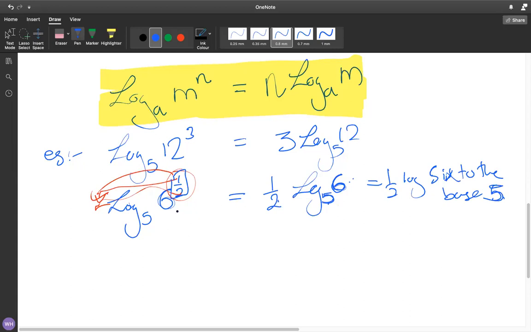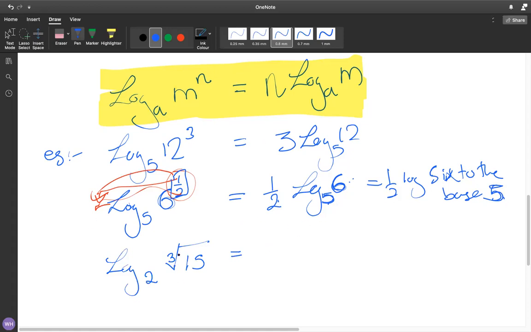Let's have a look at another one. If you have something like this, logarithm of square root of cube root of 15 to the base 2. Now, how could you write this one in this format?